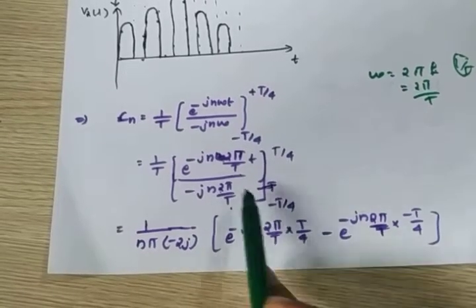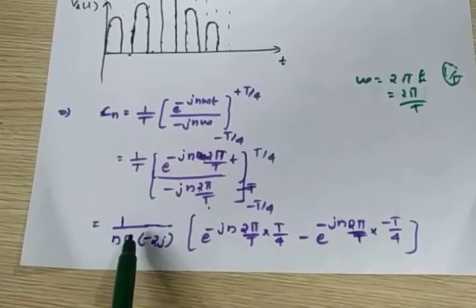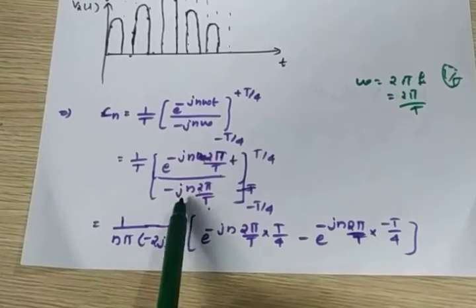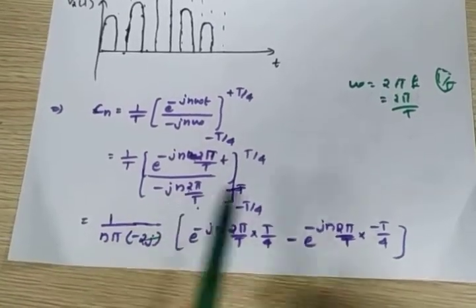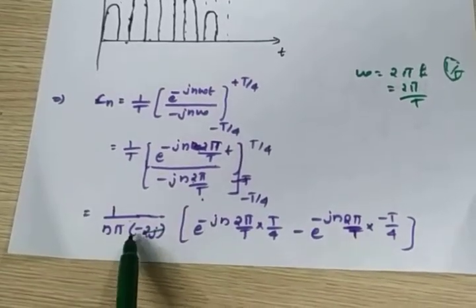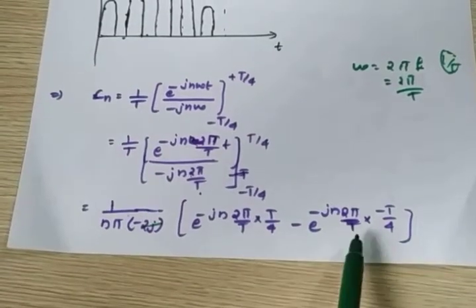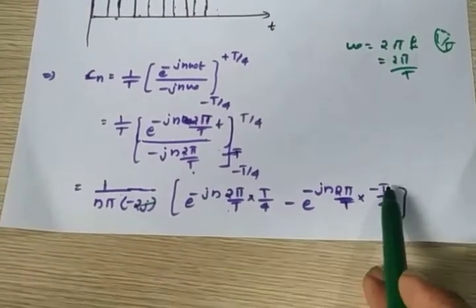Then you apply the upper limit and lower limit. Here n pi is there, so I am taking n pi outside, giving minus 2j into n pi. You give the upper limit and lower limit, and you will get it like this. Then you reduce: you can cancel the T, and the 2 and 4. Then finally you will get it like this.